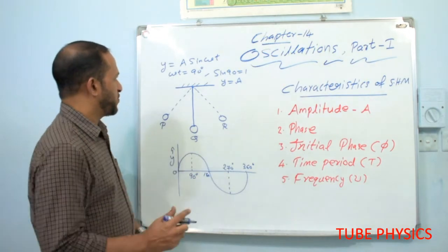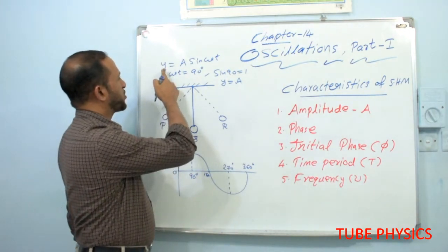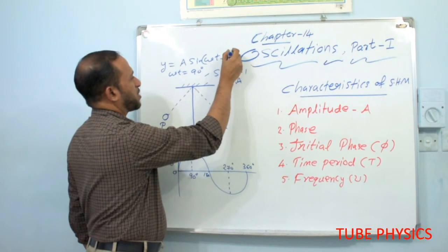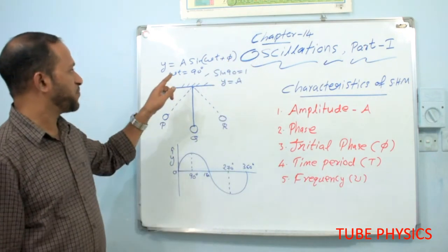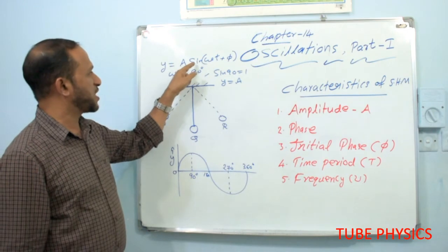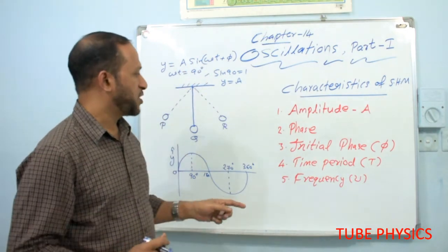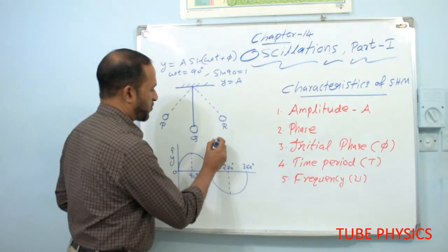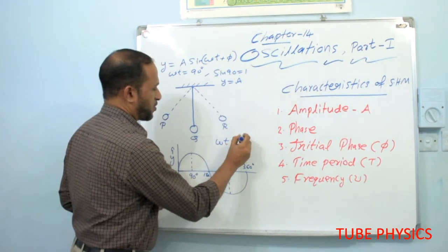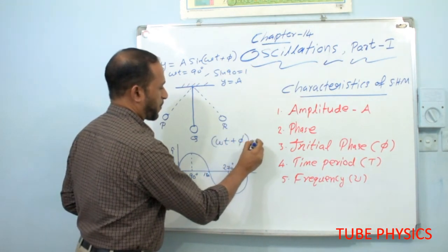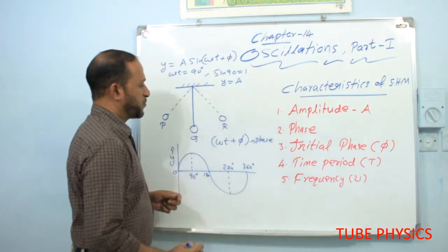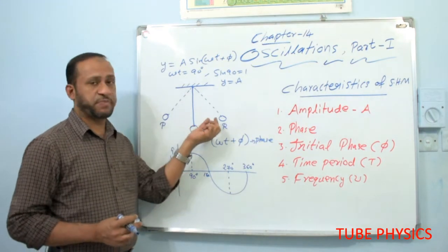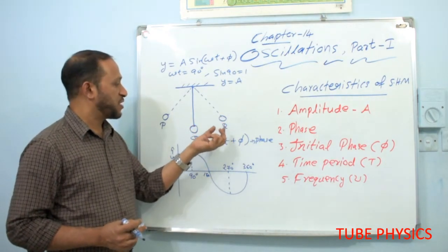Then the phase of the wave. If you represent a wave by using an equation y equal to a sine omega t plus phi, this equation represents a periodic motion, an oscillation or vibration. In this equation, the argument of the sine function, that is omega t plus phi, is called the phase of the wave. If you know the value of omega t plus phi, we can locate where the bob of the pendulum is. So that is why it is called the phase of the wave.